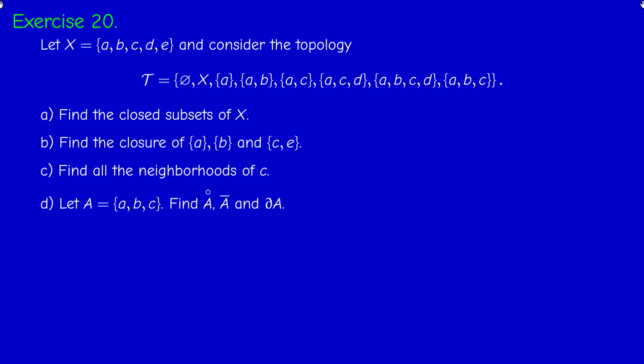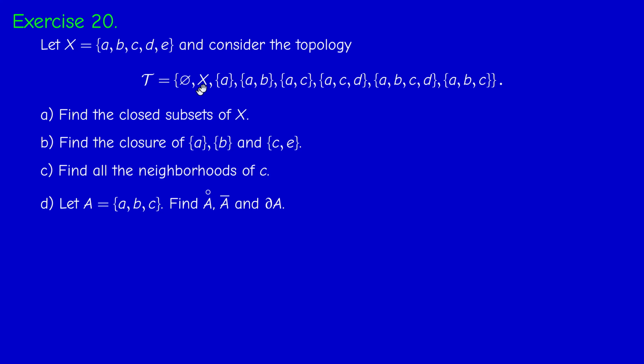So we have a 5-point set, A, B, C, D, E, and we declare the open sets to be one of these 8 sets: the empty set, the whole space, singleton A, AB, AC, ACD, ABCD, and ABC. Now, we are not asking to show that this is a topology, because it's a little bit cumbersome and lengthy to write, but you can check mentally at least that it satisfies the 3 properties of a topology.